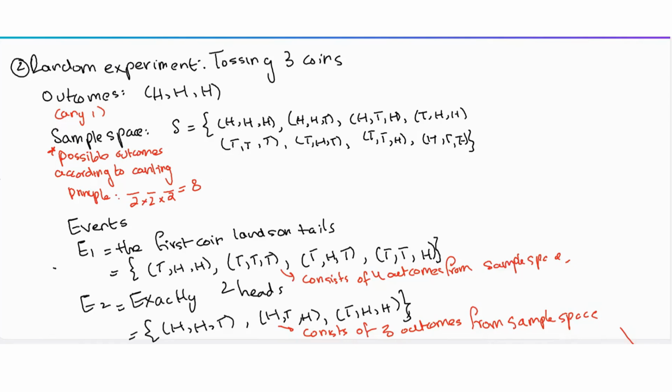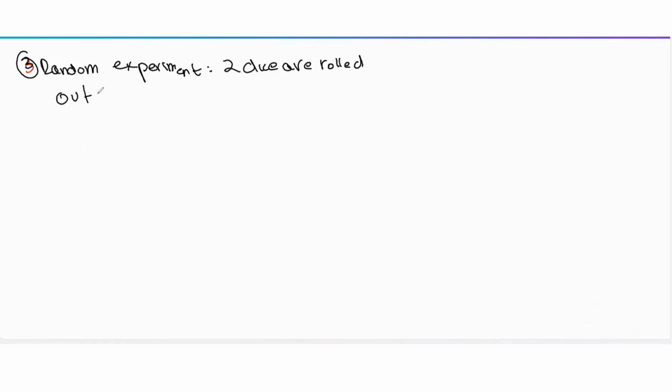Now let's look at the last example. Example 3 is where 2 dice are rolled. Now let's look at another random experiment where 2 dice are rolled. Here, let's write down again any one outcome of this random experiment. So one outcome could be the first lands on a 1 and the second lands on a 1 as well. And then if we write the sample space, this is the set of all possible outcomes, right?